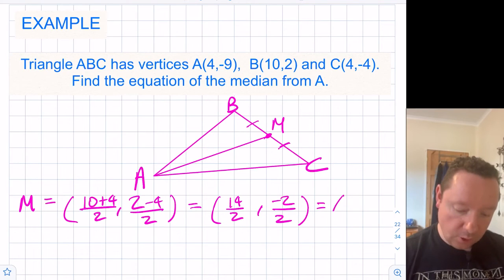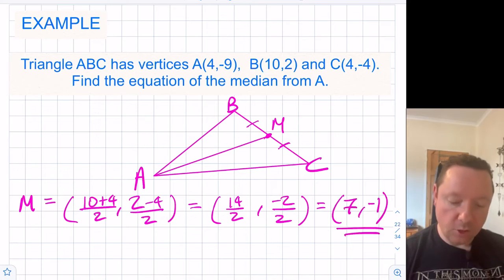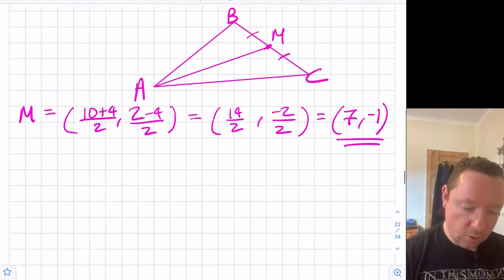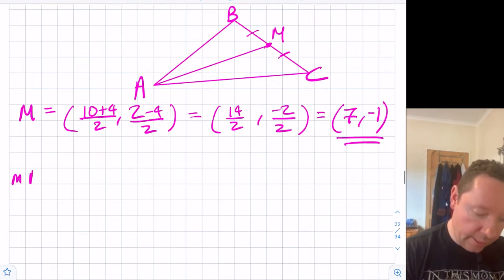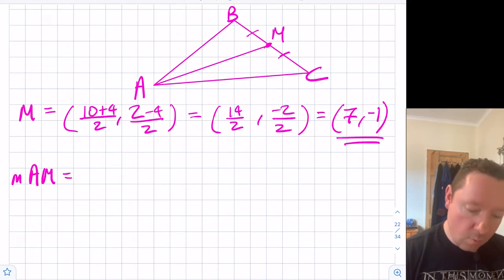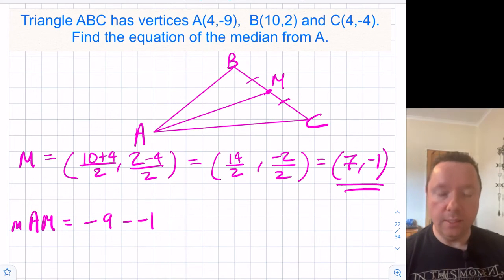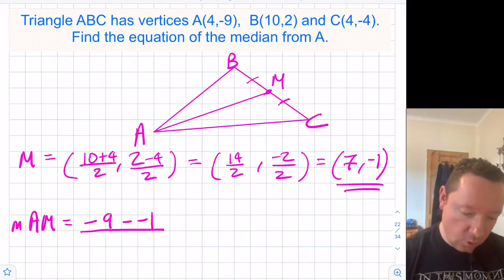So our midpoint is just the point 7 and negative 1. So there's our first information. We've got a point. We've already had a point A anyway, but we need the gradient. We've got 2 points to find the gradient between A and M. So if I write this as the gradient between A and M, well, remember A is 4, minus 9. So we've got minus 9 minus minus 1, y2 minus y1, over x2, that's 4 minus 7.